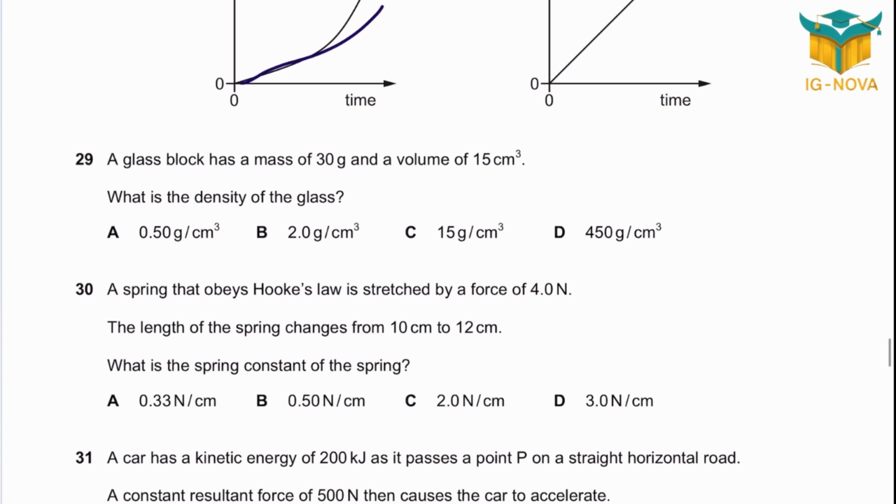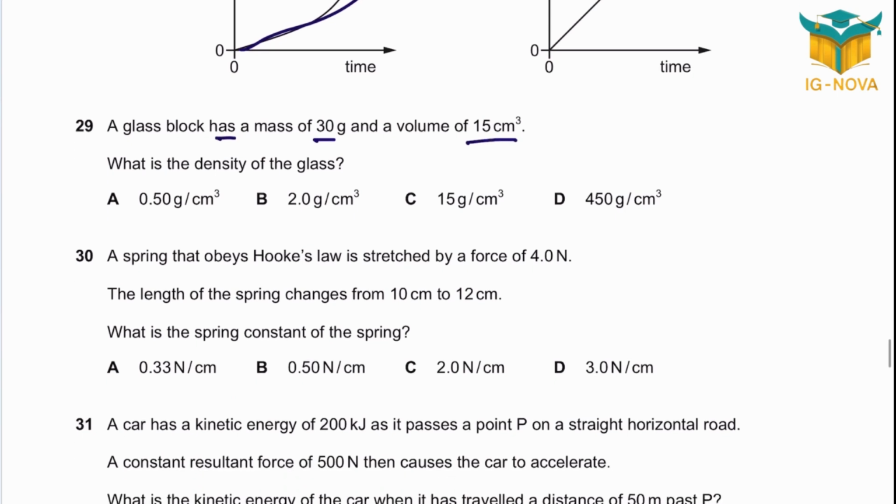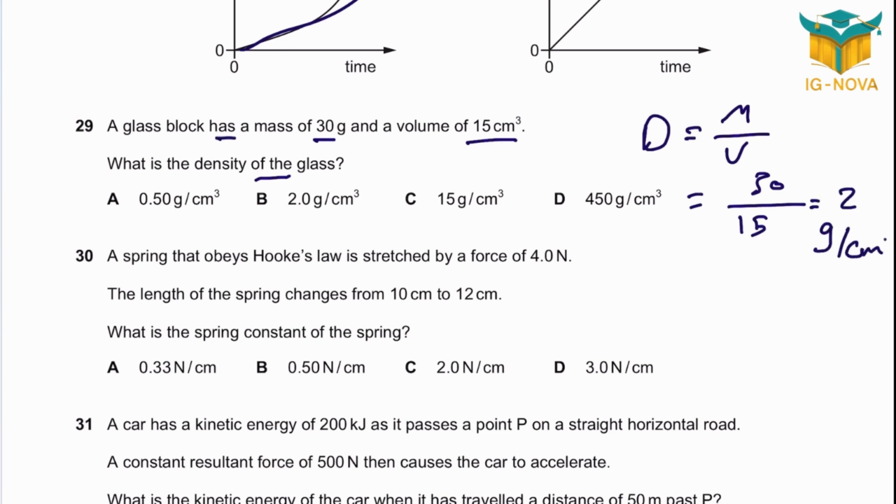Question 29. A glass block has a mass of 30 grams and volume of 15 centimeter cubed. What is the density? For density, it's mass over volume. So mass is 30, volume is 15. It must be 2 gram per centimeter cubed, which is option B.